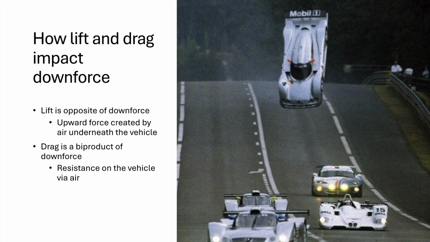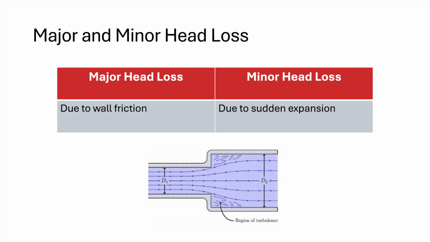Lift is an upward force created underneath the vehicle that can push the vehicle up and cause certain circumstances, just like you see in this picture here, which is a Mercedes CLR at the 24 Hours of Le Mans, taking off and flipping in the air. Drag is a byproduct of downforce, as drag is the resistance on the vehicle via the air around it. So what is major and minor head loss in this experiment?